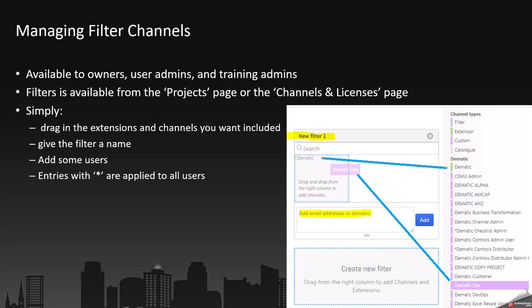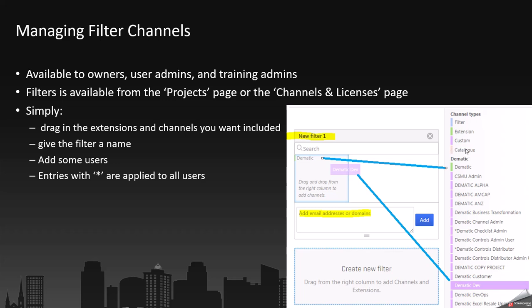You basically drag in what you want to be included in the filter. So right here, I've dragged in the Dematic extension, and you can see it's green because it's an extension. All these purple guys are custom ones that we created to use with code, so we can drag in whichever one of those we want included.